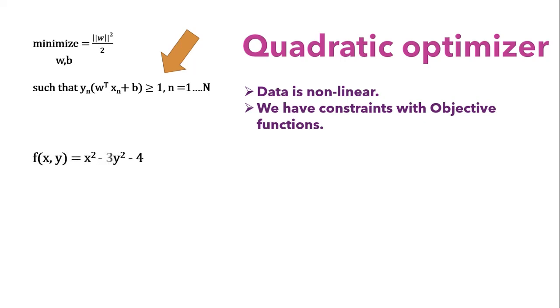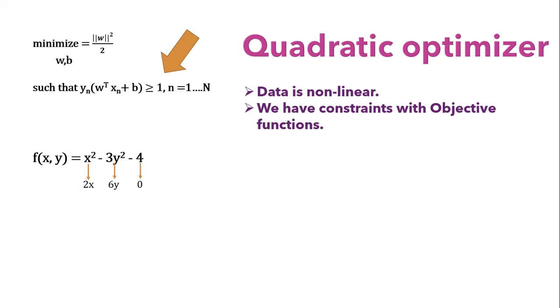Now let's say we have an equation f of x, y is equal to x square minus 3y square minus 4. Here we want to minimize this function with respect to the terms x and y. So guys, we can solve this by computing the gradient of this equation, as we have solved so many problems earlier by taking derivatives of functions. So for x square, the derivative will be 2x. For minus 3y square, the derivative will be minus 6y. And the derivative of a constant will be 0.